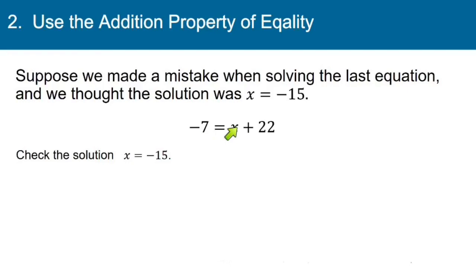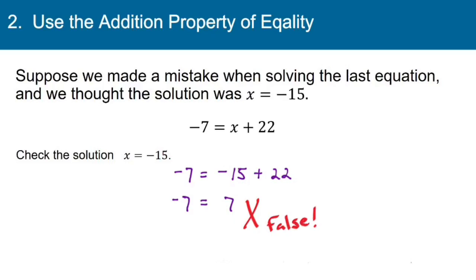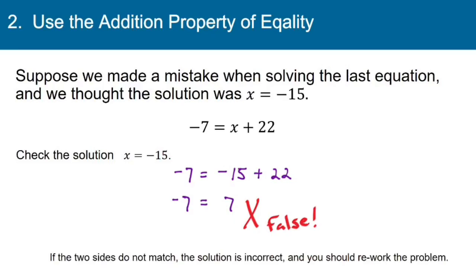When we substitute negative 15 in place of x, we'll get negative 7 equals negative 15 plus 22. Now when you add up what you have on the right side, the larger number is positive. So this answer is going to come out positive 7 on the right side. That's going to give us an equation that says negative 7 on the left equals positive 7 on the right. And this is not true. Negative 7 is not equal to positive 7, so this is false. And this is just telling us that the solution we found was not correct.